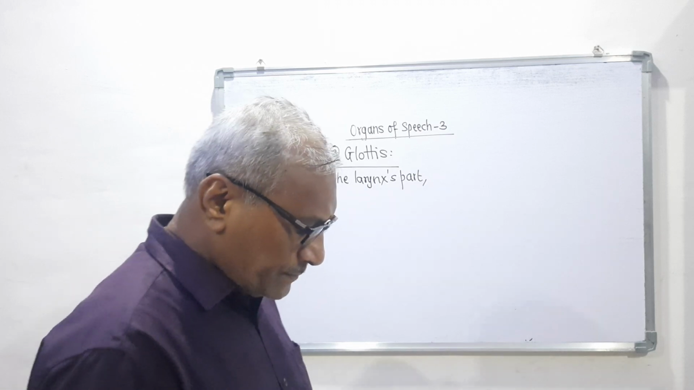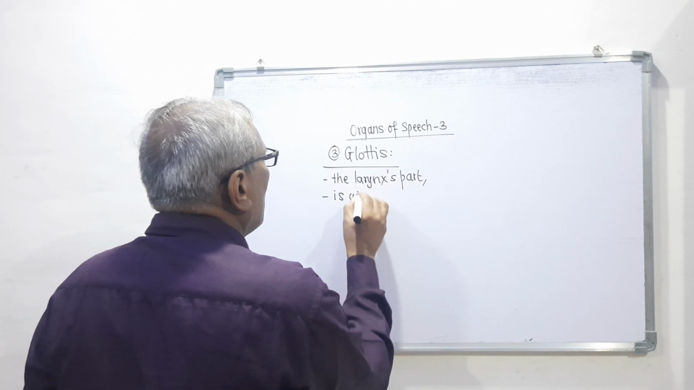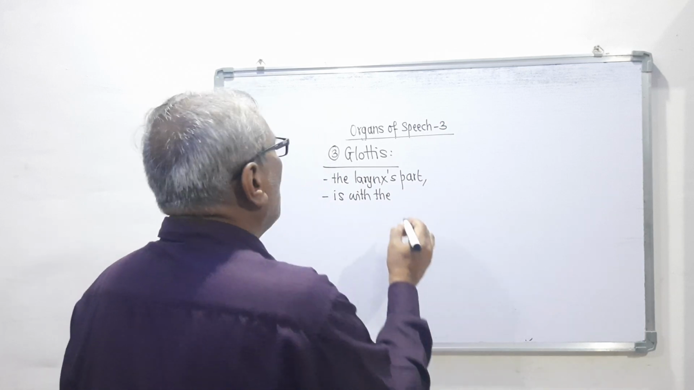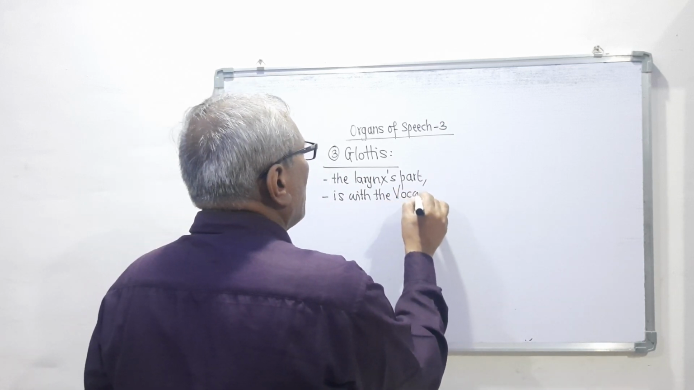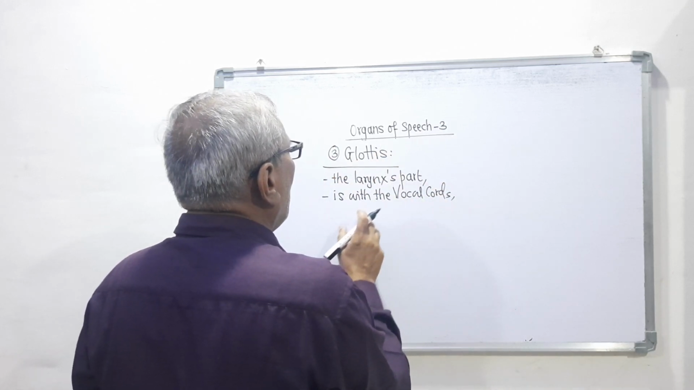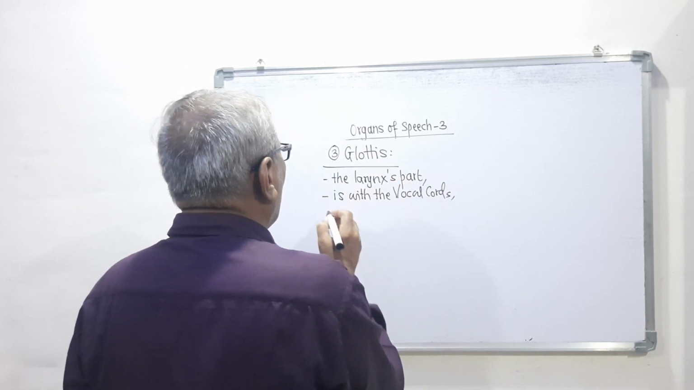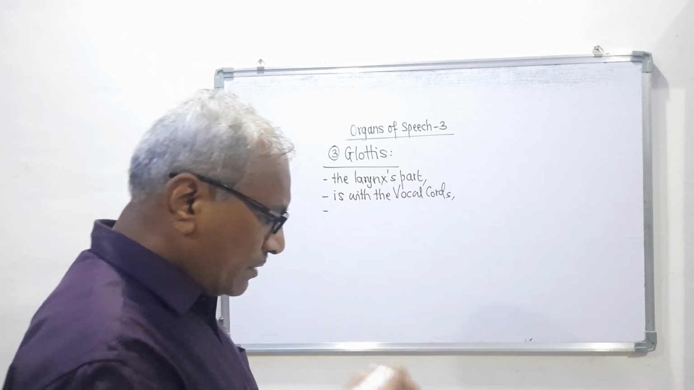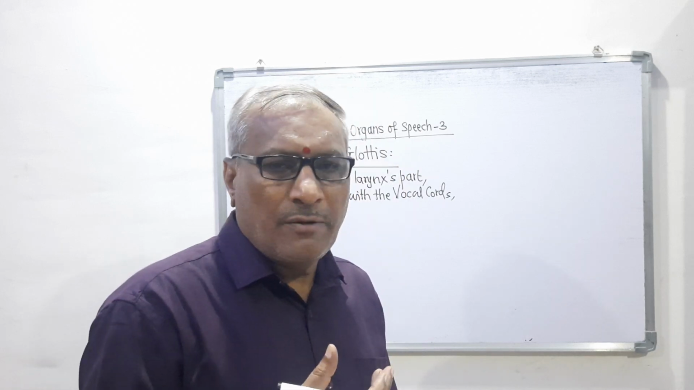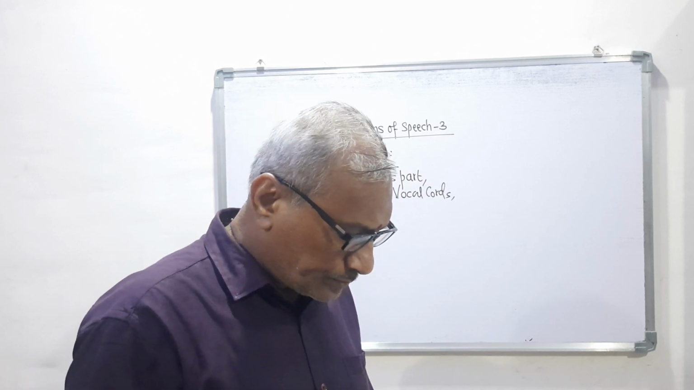That is the explanation. And this glottis is with the vocal cords. Remember, this glottis is available with the vocal cords. The vocal cords and the glottis are with each other in the production system, in our chest, in our nasal cavity, or in our oral cavity. That is the explanation.